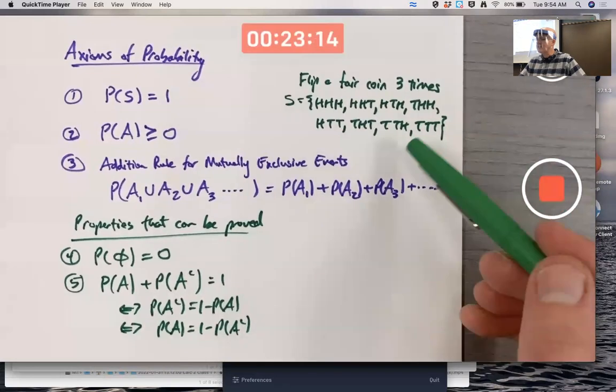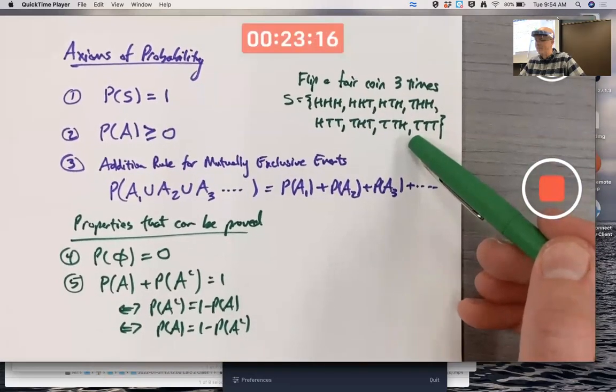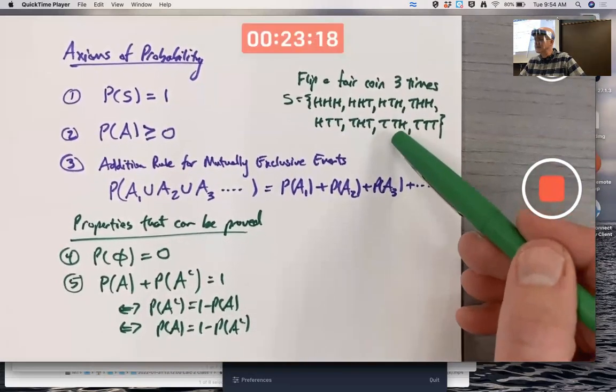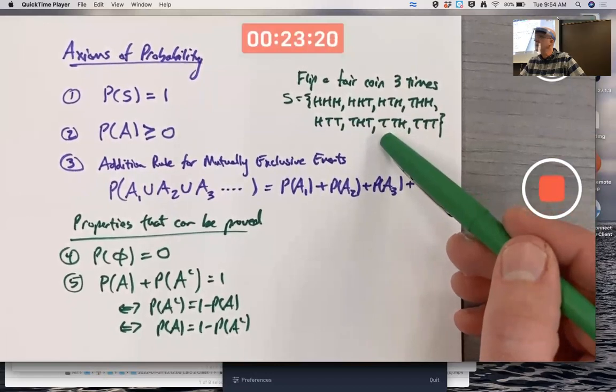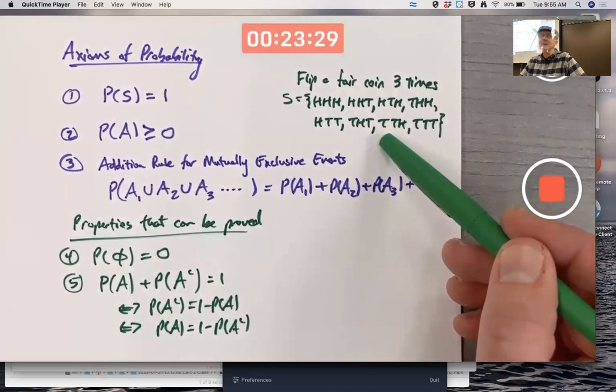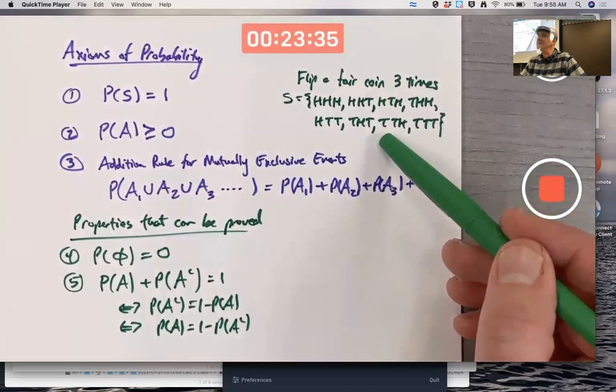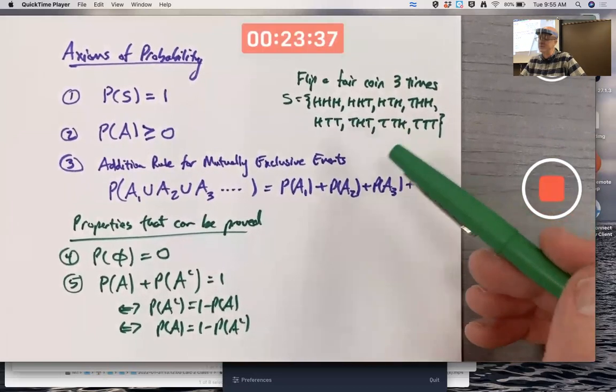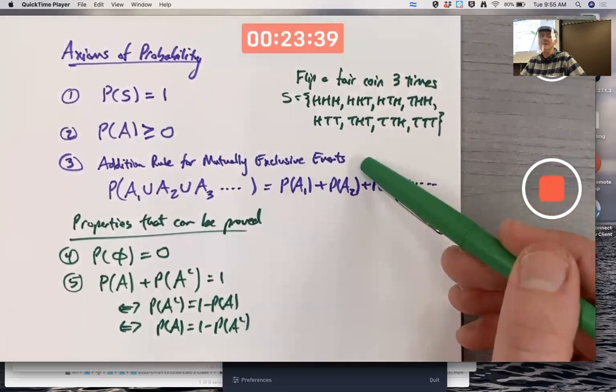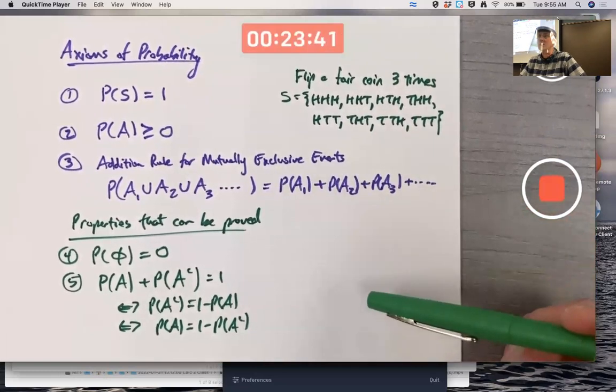In the context of our simple example, examples of mutually exclusive events could be the event A1 is you get 3 heads, A2 is you get exactly 2 heads, A3 is you get exactly 1 head, and A4 you get exactly 0 heads. Those would be examples of mutually exclusive events where the special addition rule works.